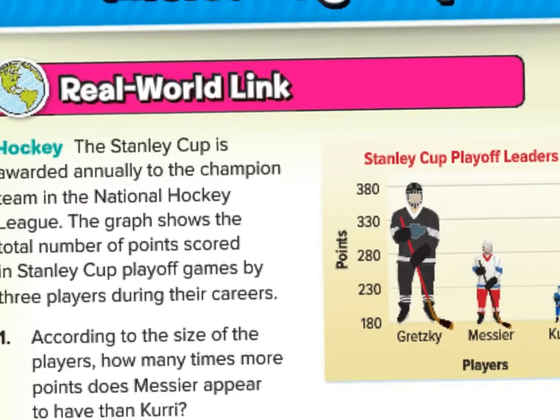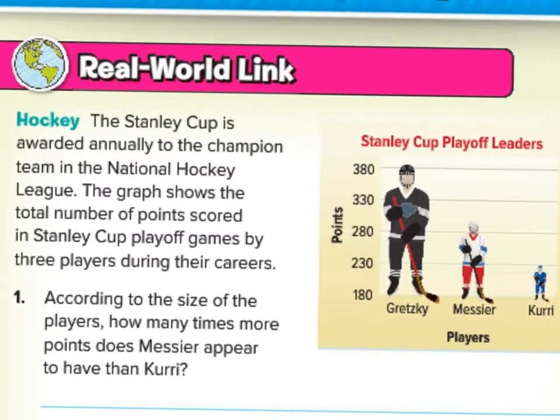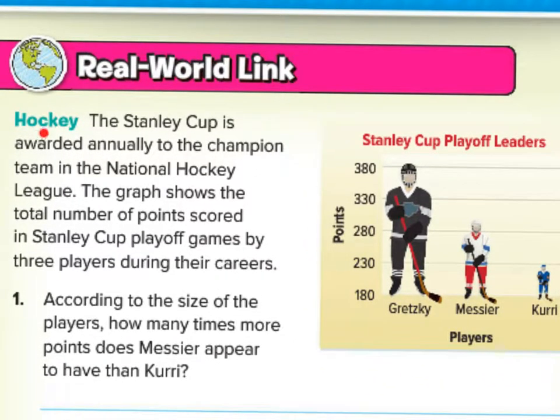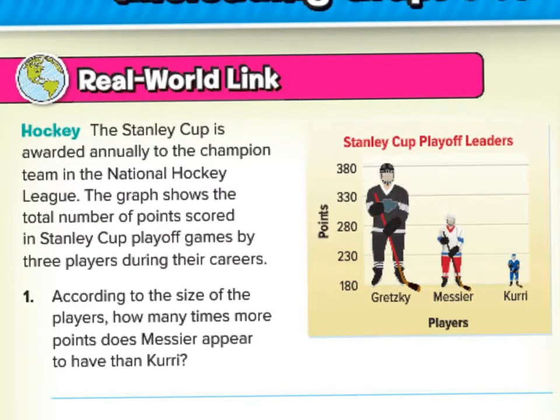Real world example. Hockey. The Stanley Cup is awarded annually to the champion team in the National Hockey League. The graph shows the total number of points scored at Stanley Cup playoff games by 3 players during their careers. So here are the 3 players. We have Gretzky, Messier, and Curry.